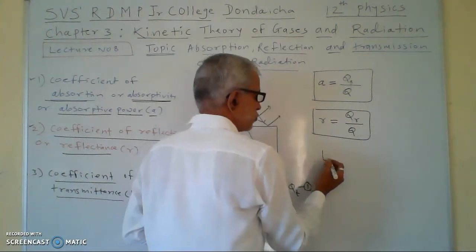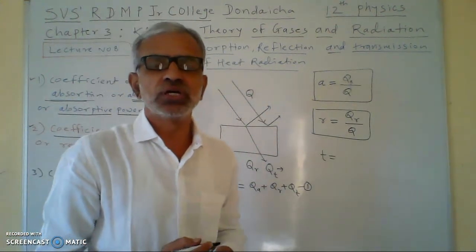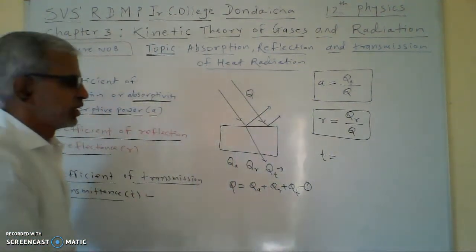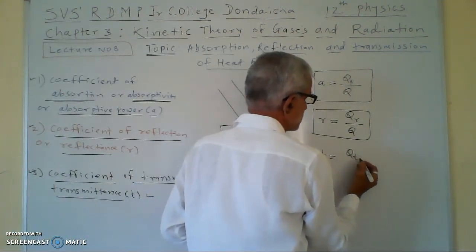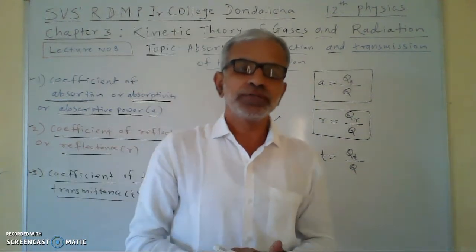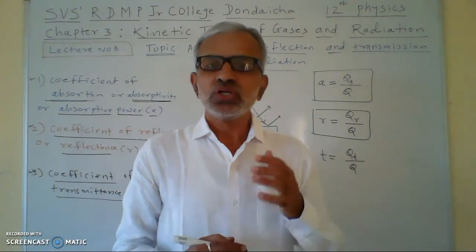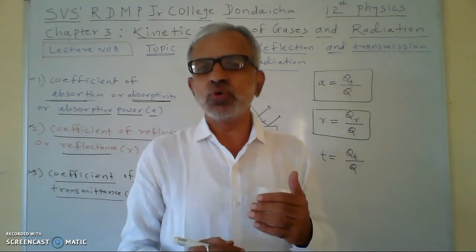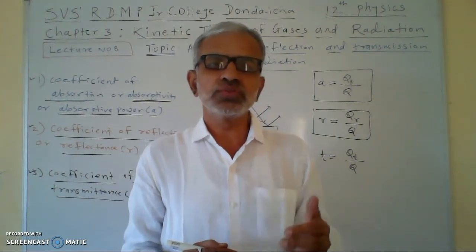Then there is a third coefficient T. It is called the coefficient of transmission or it is also called the transmittance. It is denoted by T. Coefficient of transmission is defined as the ratio of the quantity of heat which is transmitted by the body to the quantity of heat which is incident upon that body. That ratio is called the transmittance or it is also called the coefficient of transmission.